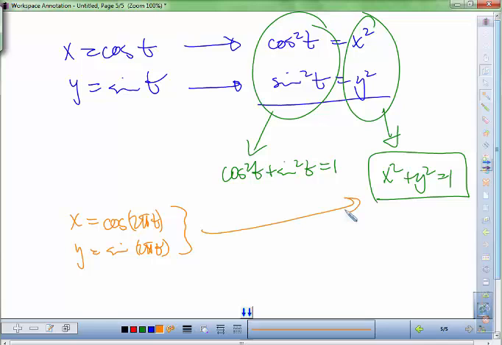So this also can get simplified to sine squared plus cosine squared. As long as the angle is the same, you're going to get x squared plus y squared is equal to 1. It's going to draw out the same circle, except it's going to draw it slightly differently. Okay?